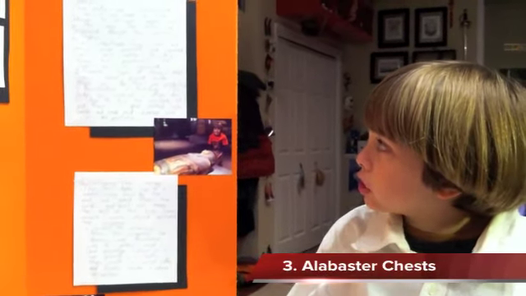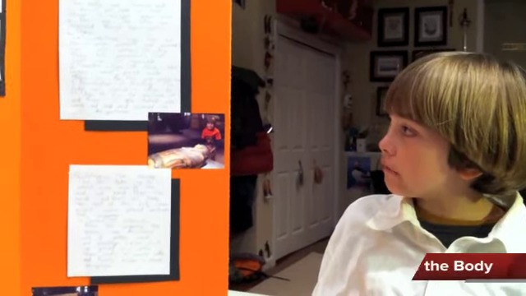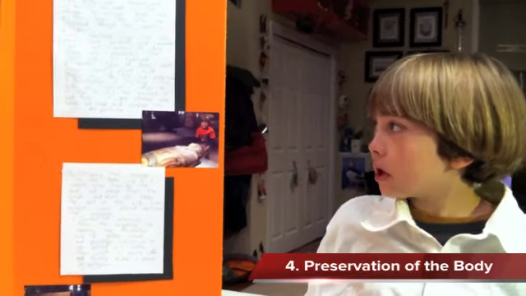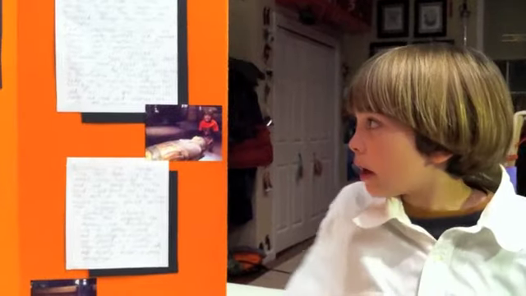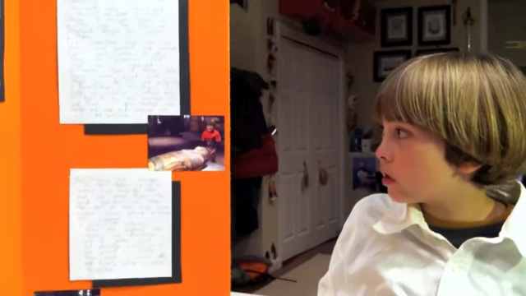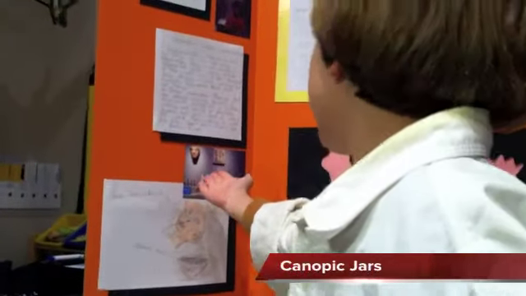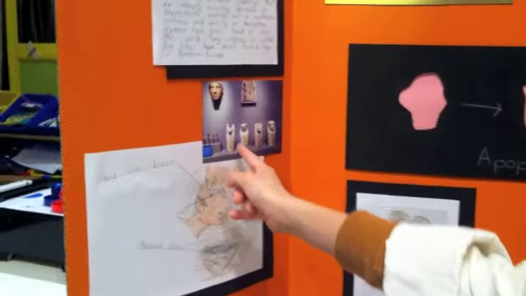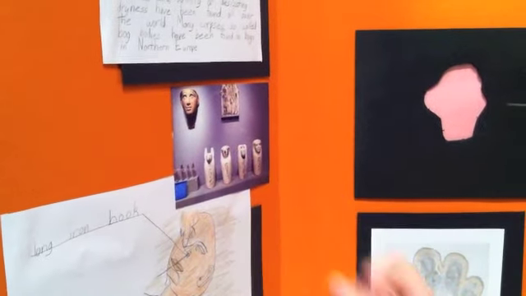Organs. The intestines, lungs, liver, and stomach were washed and covered with salt, natron, to dry them out and preserve them. The heart was not removed. Three, alabaster chest. Alabaster is a type of stone. Organs were placed inside these jars for the gods' protection. These are the canopic jars that I was talking about for the alabaster chest. There's the jackal, the falcon, the baboon, and the human.